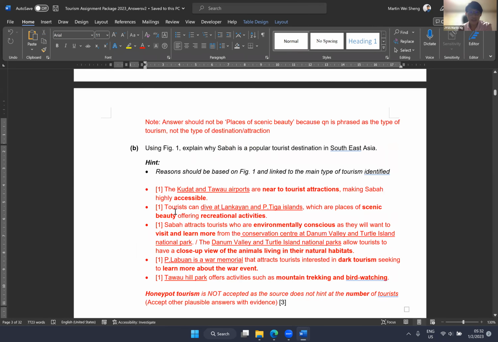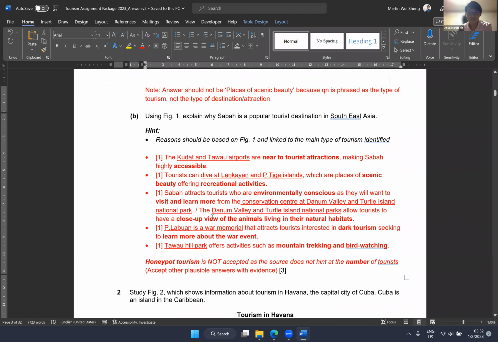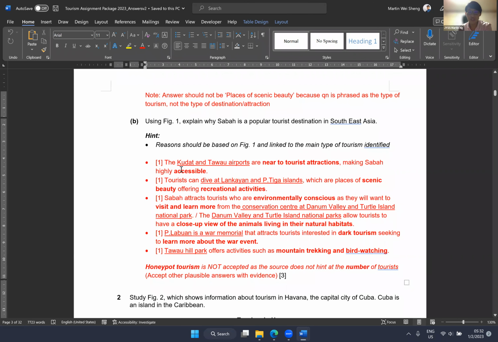Right, now there are many points over here. Questions worth 3 marks, so you can only pick 3 of these points. You can write more, but no additional marks are scored. Okay, so explain why Sabah is a popular destination. You can give any one of these.